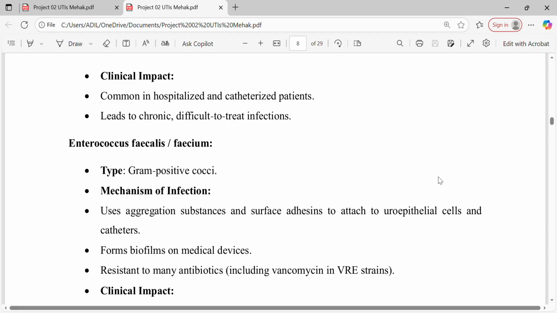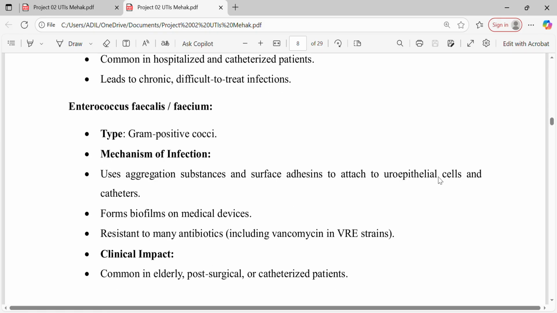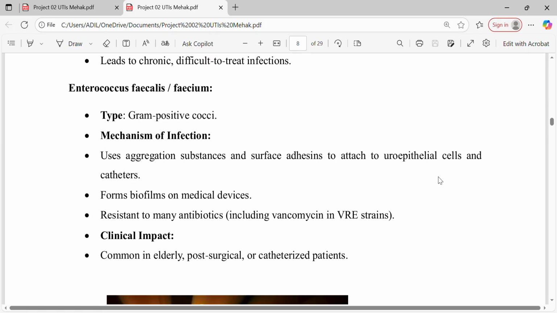Enterococcus faecalis. Type: gram-positive cocci. Mechanism of infection: uses aggregation substances and surface adhesins to attach to uroepithelial cells and catheters. Forms biofilms on medical devices, resistant to many antibiotics including VRE strains. Clinical impact: common in elderly, post-surgical or catheterized patients.